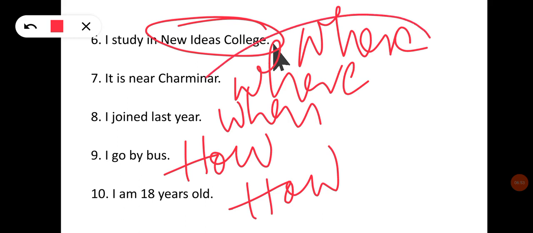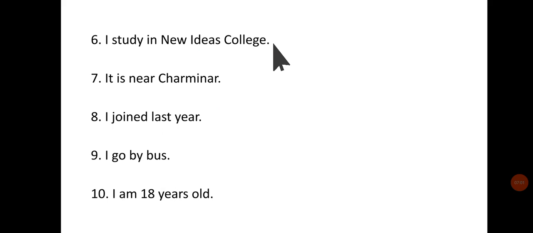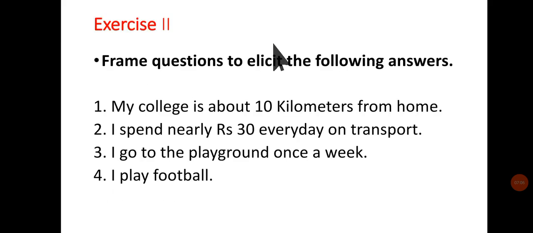So if you can see all these words on the screen, these are all WH questions. That means informative questions which you can use to get the information from the people, right? Next, let us move to exercise 2. Frame the questions to elicit the following answers. Okay, so again you have to frame the questions here to get the answers which are already there. Answers are given on the screen already.